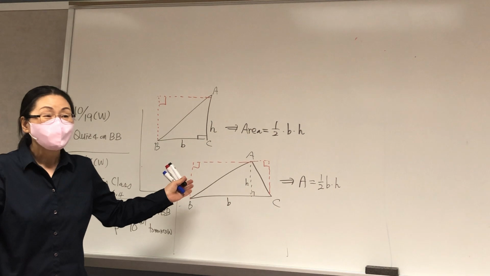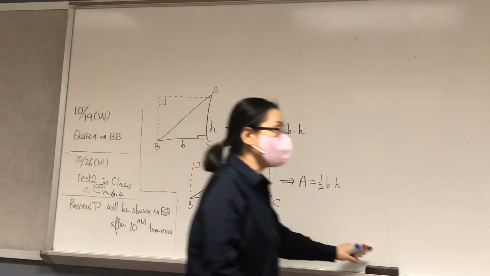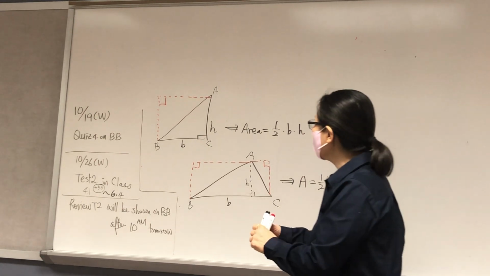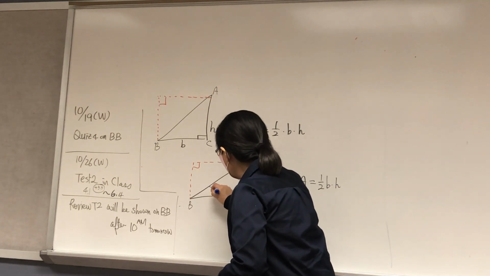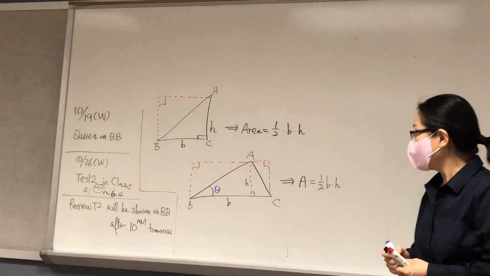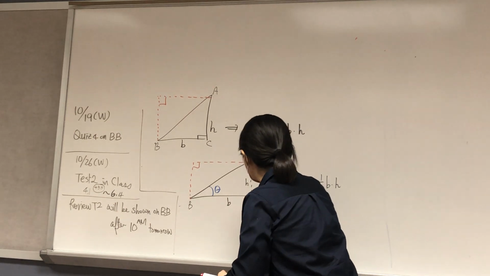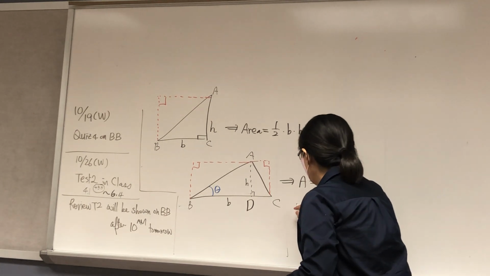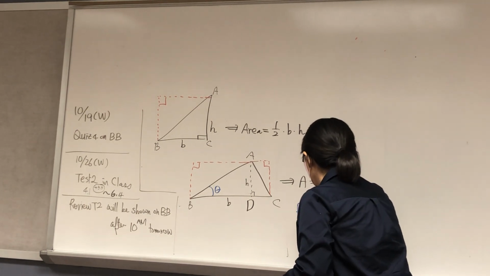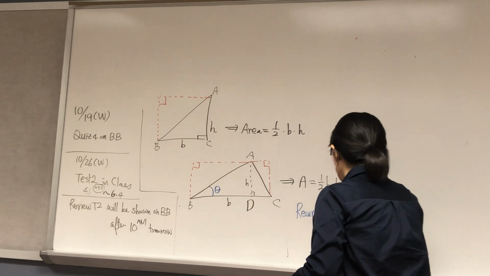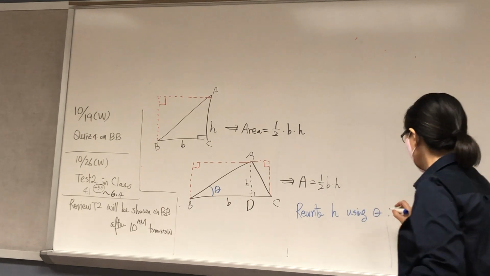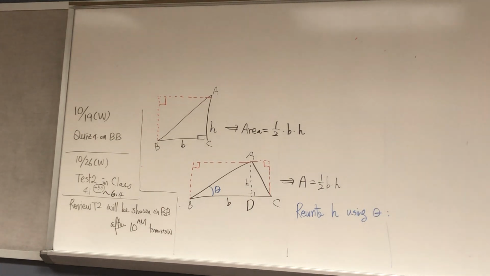This one you did in high school, right? Probably not. What we have to learn in pre-calc is this: if we know this angle is theta, my question is, rewrite h using theta. How do you rewrite h using theta in the triangle?